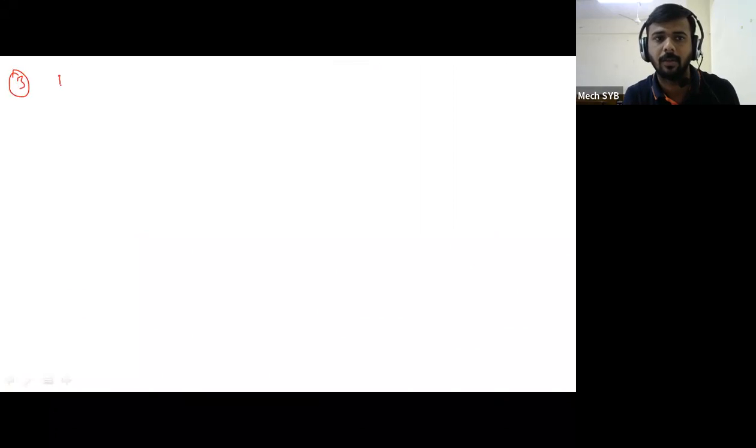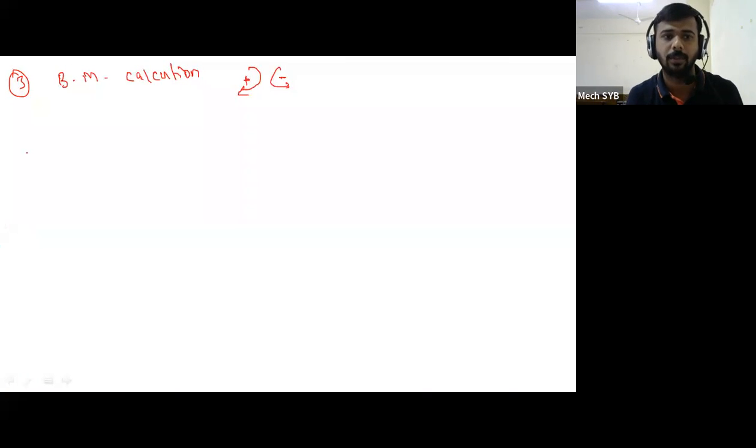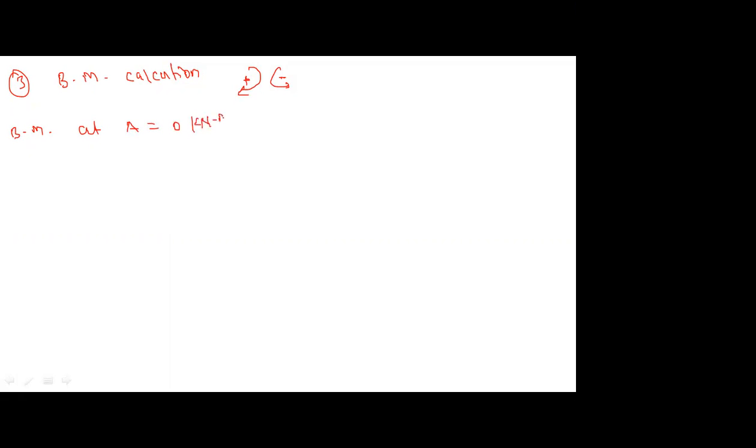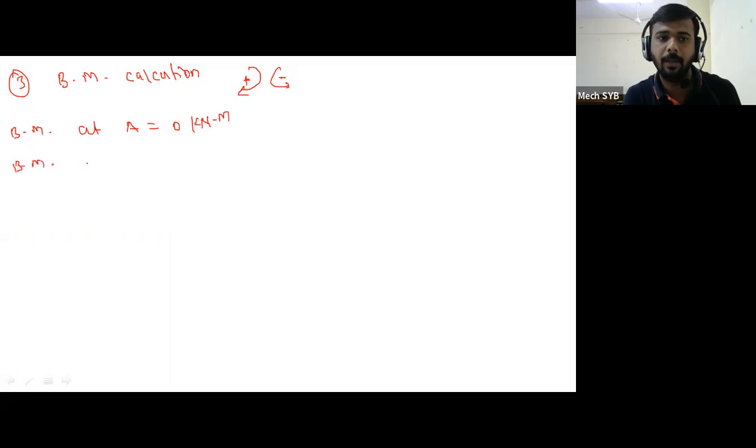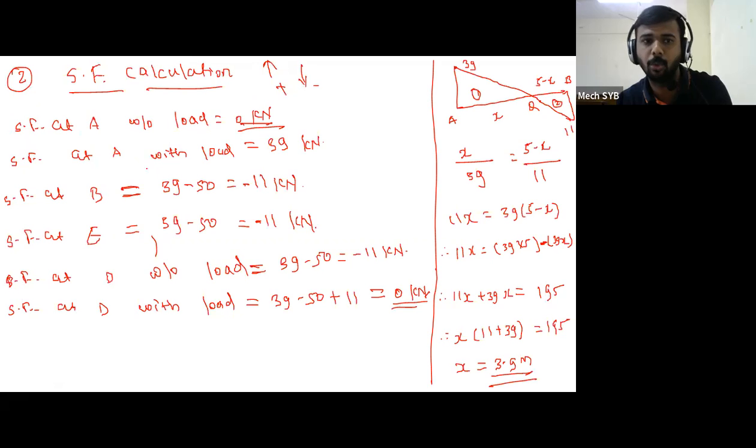Third, BM calculation. Clockwise movement positive, anti-clockwise movement negative. Start from the left side. BM at A, what is the answer? 0 kilonewton meter. Then BM at B, first of all calculate for the original point.